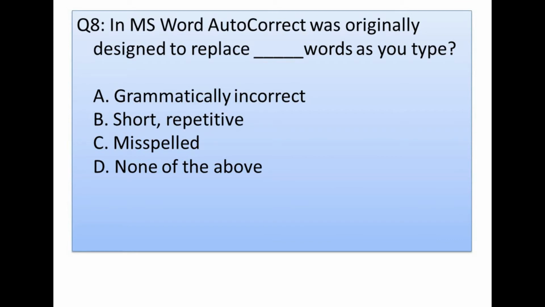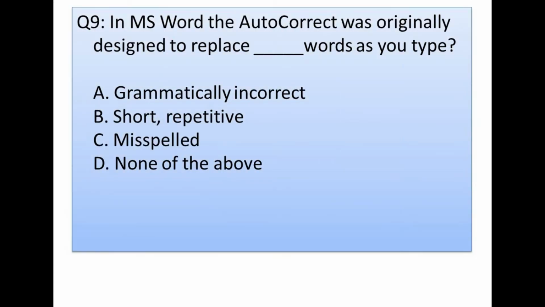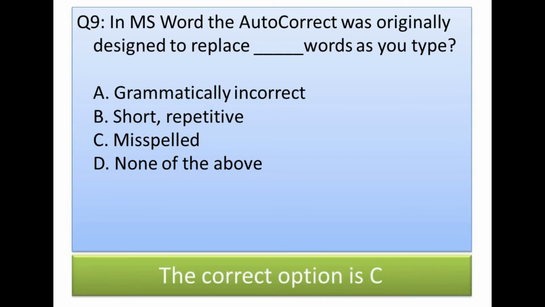In MS Word, AutoCorrect was originally designed to replace dash words as you type. Grammatically incorrect, short, repetitive, misspelled, none of the above. So the correct option is C.